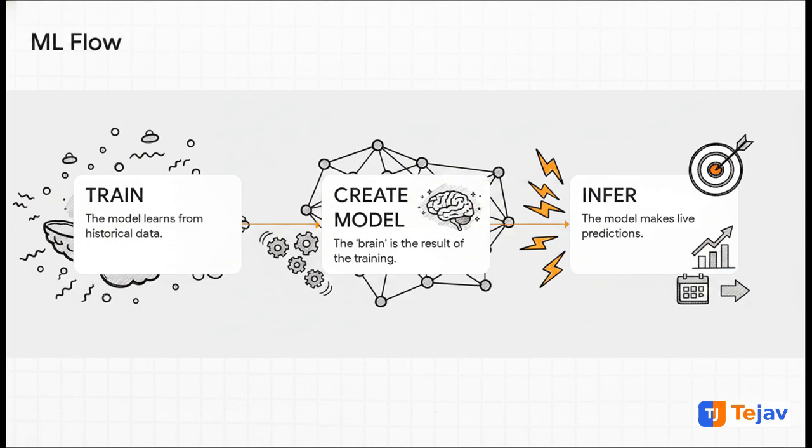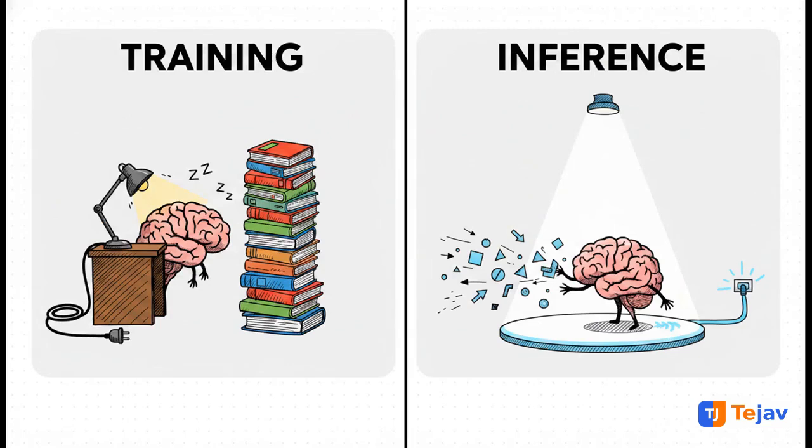That's the order. And this little comparison really just nails the difference, doesn't it? The purpose of training is to learn from data. It's all done offline. The purpose of inference is to make predictions, and that happens in real time. They're two completely different jobs that happen at two completely different times.